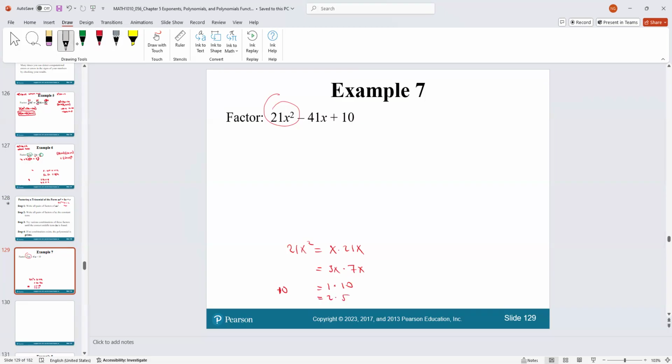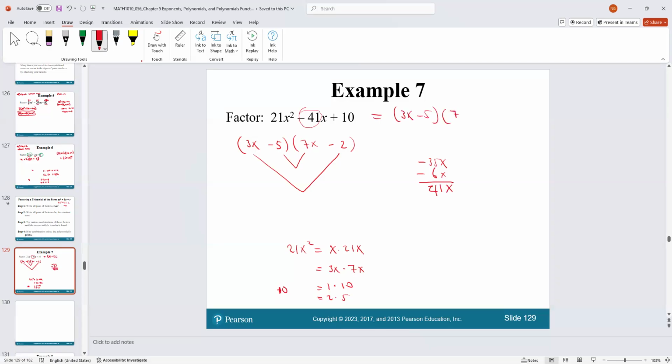But remember, because the term in the middle is negative, we want the two numbers we use for c, which is 10, to be two negative numbers, either negative 1 times 10 or negative 2 times 5. If you do some trial and error, let's try 3x and 7x. Remember our goal: 3 times 7 is 21. So how about 10? I'm putting 5 here and 2 here with negative, because we want this product, which gives you negative 35, added to that product, negative 6x, to give you the term in the middle. If that happens, then you can conclude your factors would be 3x minus 5 times 7x minus 2. That's how you need to factor that trinomial.